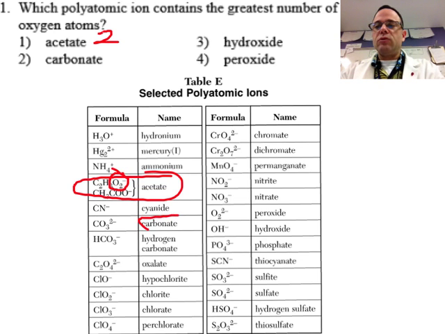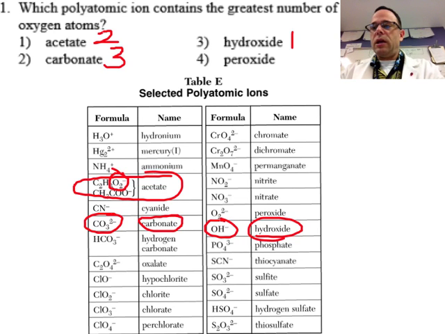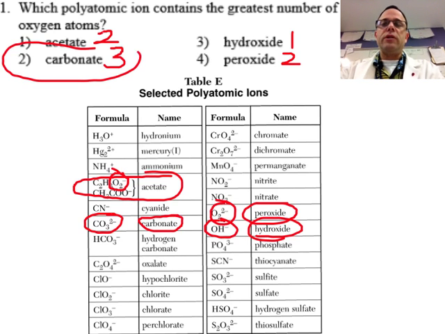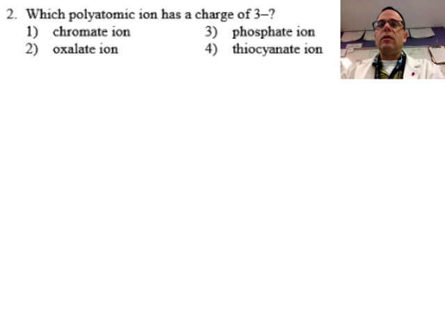Carbonate. Carbonate is right here. Here I see that there are 3 oxygens. Hydroxide. Where are you, hydroxide? Hydroxide is right here. Looking at its formula, there is only 1. And peroxide, which is just above it, and there are 2. So which one of these 4 choices has the most number of oxygen atoms? It is choice number 2.